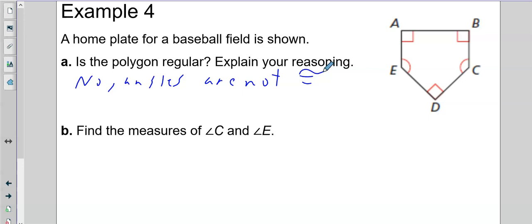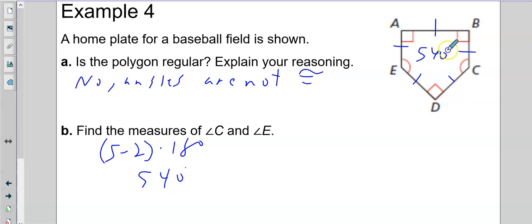Well, first off, we have to count: 1, 2, 3, 4, 5. So there are 5 sides. So again, n minus 2 times 180. 5 minus 2 is 3. 3 times 180 gives us 540. So there are 540 degrees in this shape total.